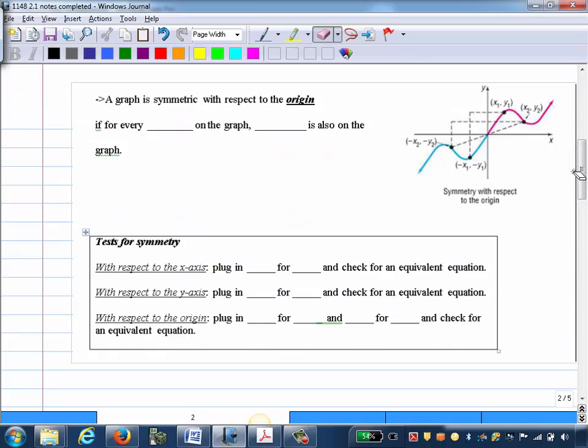A third type of symmetry we're going to look at is symmetry with respect to the origin. A graph is symmetric with respect to the origin if for every (x, y) on the graph, the corresponding point (-x, -y) is also on the graph.